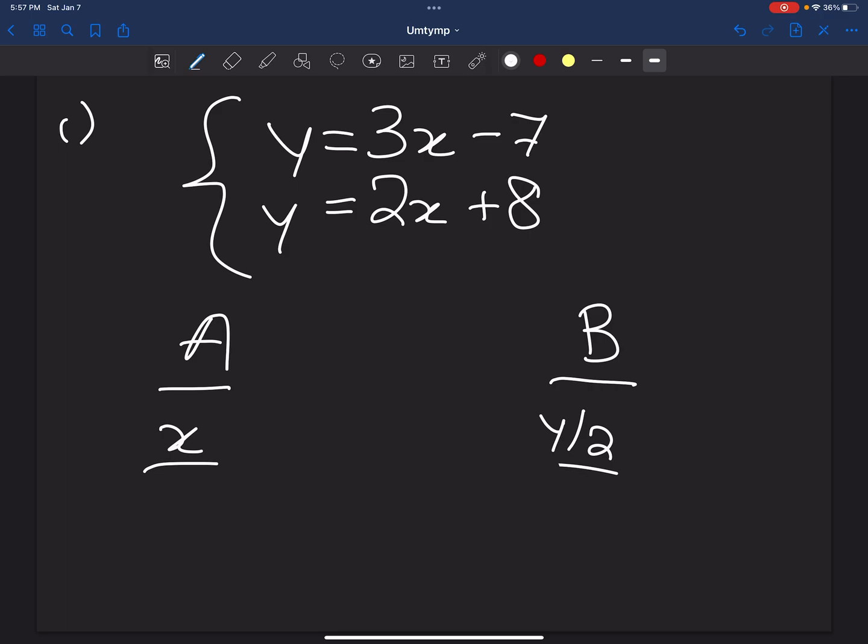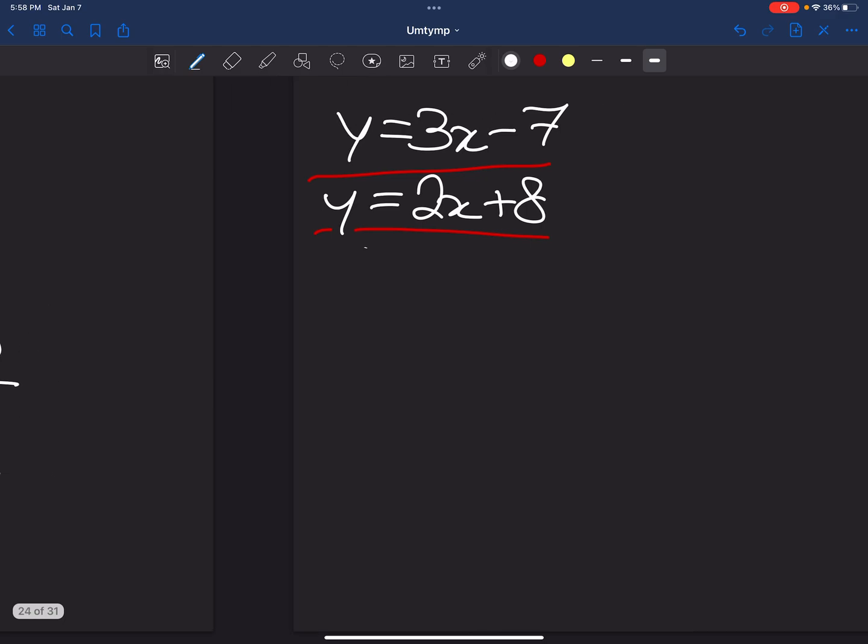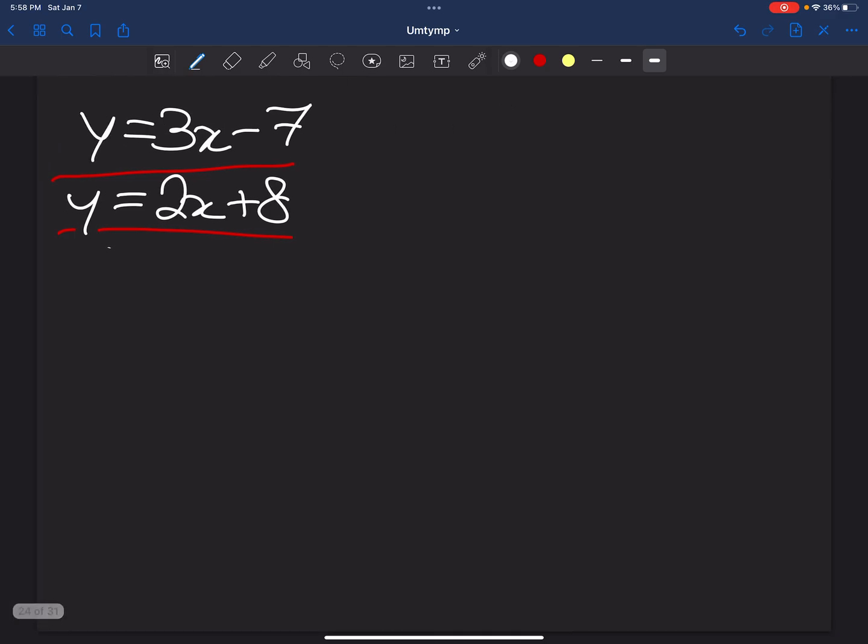So y is equal to 3x minus 7, and y is equal to 2x plus 8, and quantity A is x, and then quantity B is y over 2. In order to solve this problem, we have to solve for x and y, because we can't really solve any of these without knowing the value. Let's solve. So how do we solve it? We have to use a method called substitution.